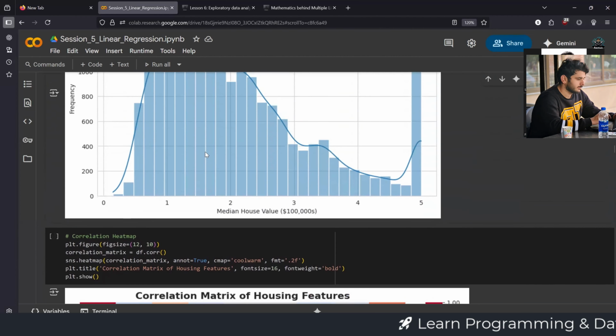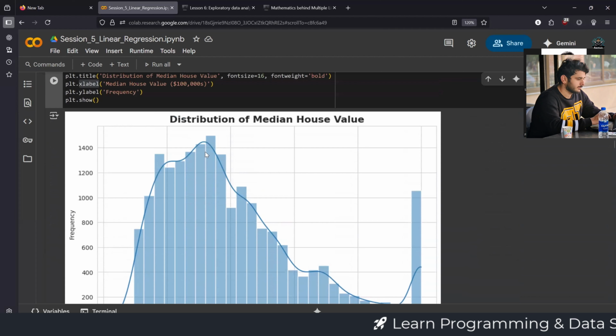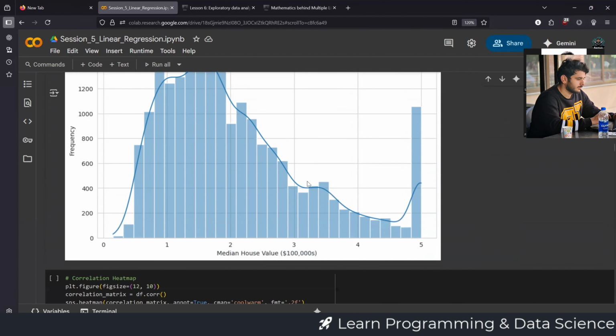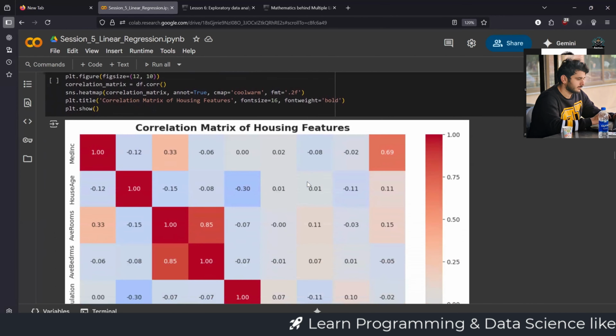Now, till now, we just explored our data set, and now we are going to talk about correlation. Let's discuss the correlation first, and then we will discuss it in our scenario.